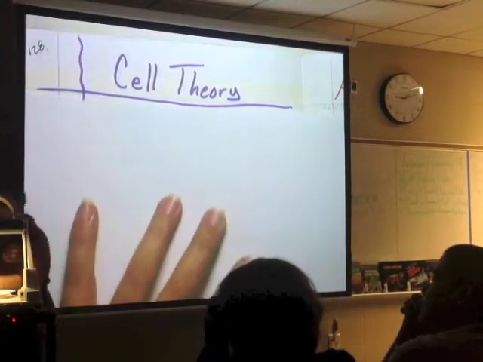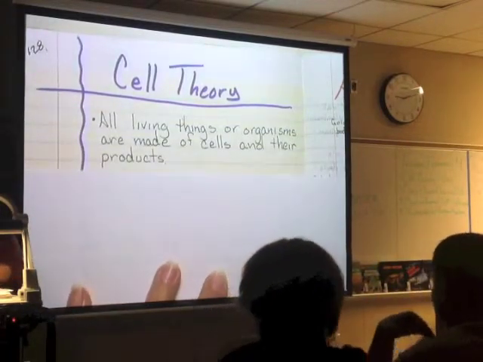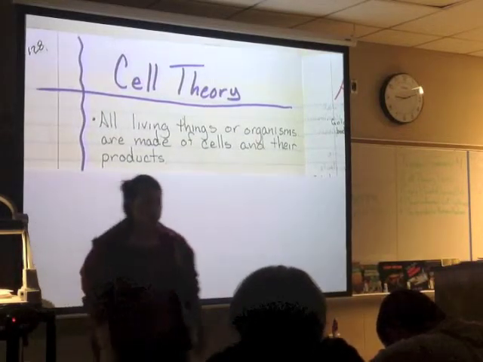So looking at the cell theory, it has basically just three major portions or three major parts to it.